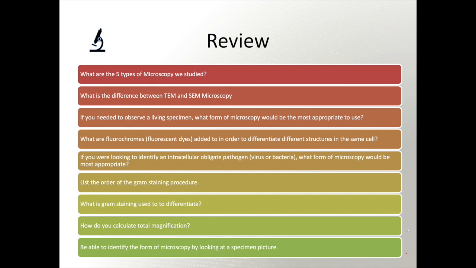We'll go over that several more times. Why do we use gram staining? To differentiate between gram positives and gram negatives. So what's the difference between a gram positive and gram negative? How do you calculate total magnification in microscopy? And if you were provided a picture or a photograph of a microscopy specimen, you should have a general idea of the type of microscopy that was used to obtain that picture. So those are just some things that you might see on an exam or on a quiz, and these are questions that you should be reviewing for the microscope section of this lecture.